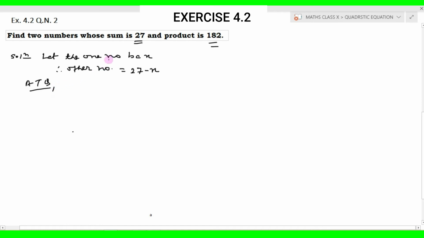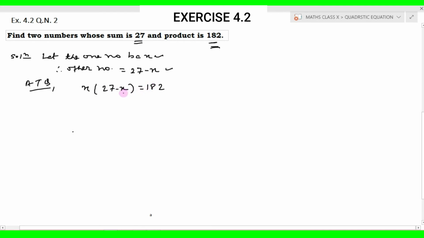According to the question, what is the condition? Two numbers whose sum is 27 and their product is 182. So whose product? The number 1 and number 2, product of these two is 182. So according to the question you will get x into (27 - x) is equal to 182. Okay, now this is the equation framed.